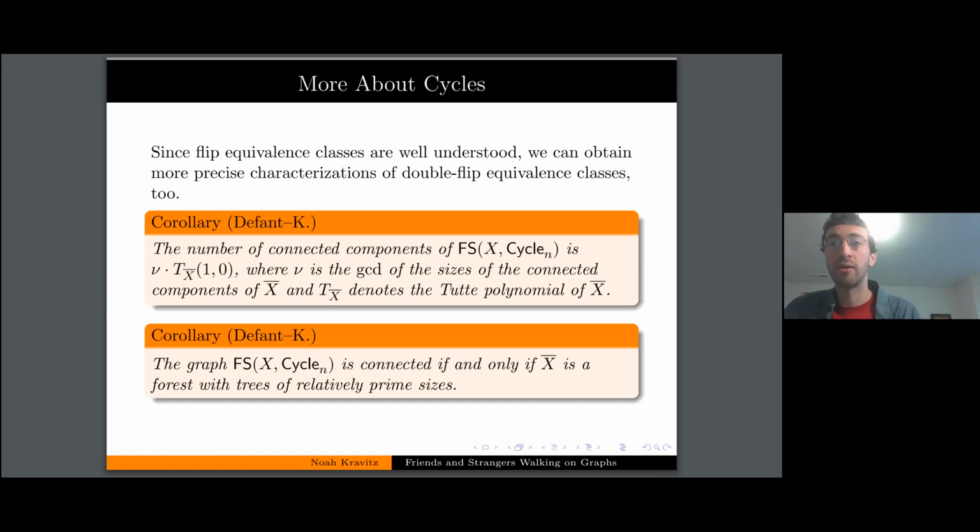Okay, so that's all I want to say about paths and cycles. And for the rest of the talk, I'm going to very quickly survey some other results. And my goal is just to show you how many different types of questions you can ask about these friends and strangers graphs.